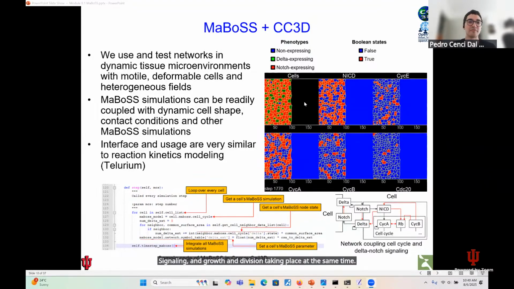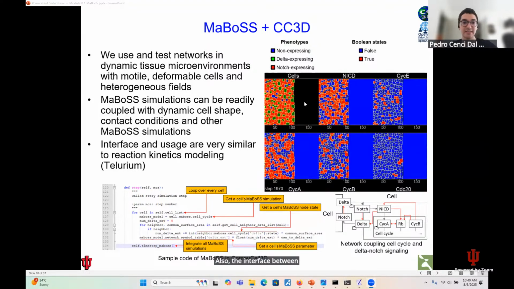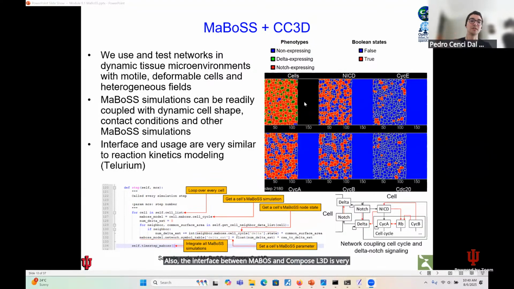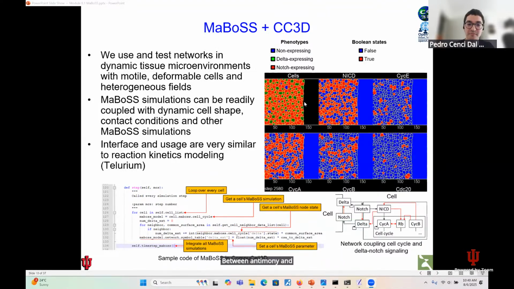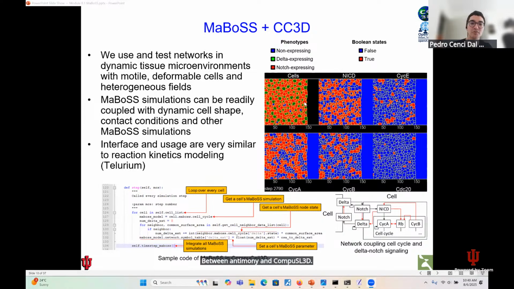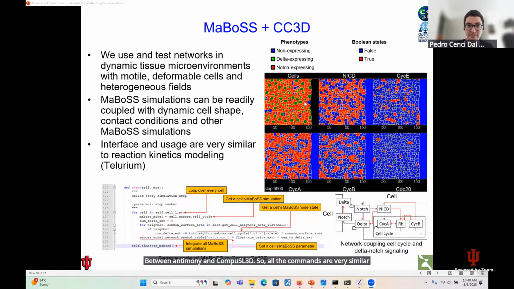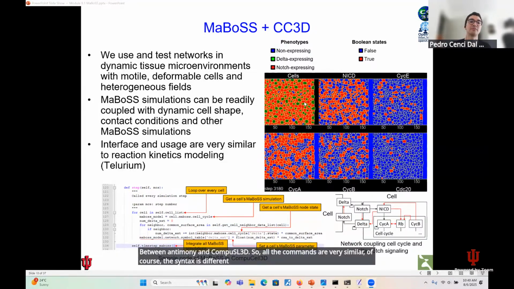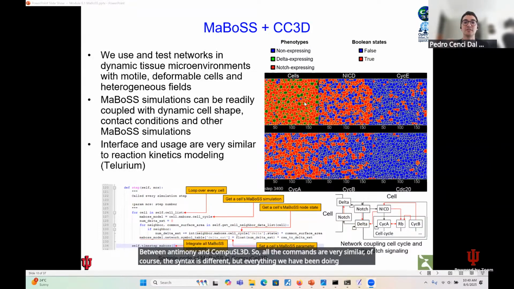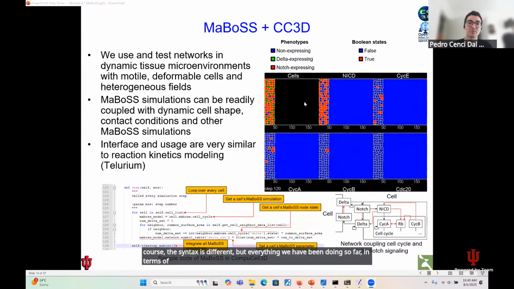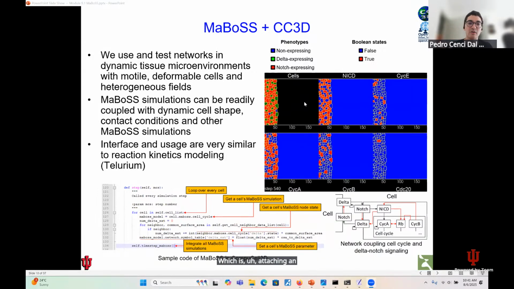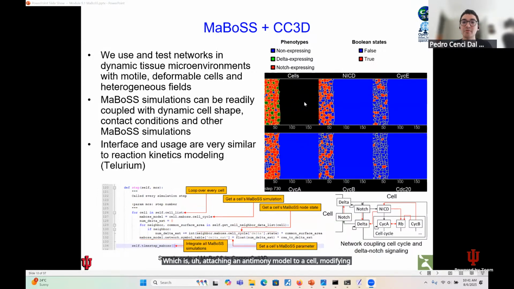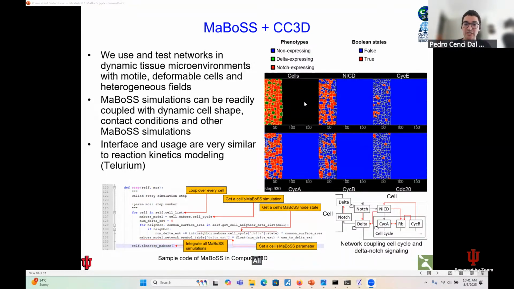Also, the interface between MaBoSS and CompuCell3D is very similar to the integration between Antimony and CompuCell3D. So all the commands are very similar. Of course, the syntax is different, but everything we have been doing so far in terms of incorporating Antimony into our models, which is attaching an Antimony model to a cell and modifying an Antimony parameter, all this structure is basically the same.